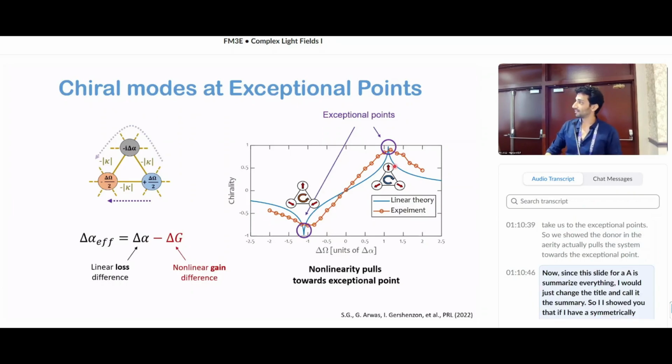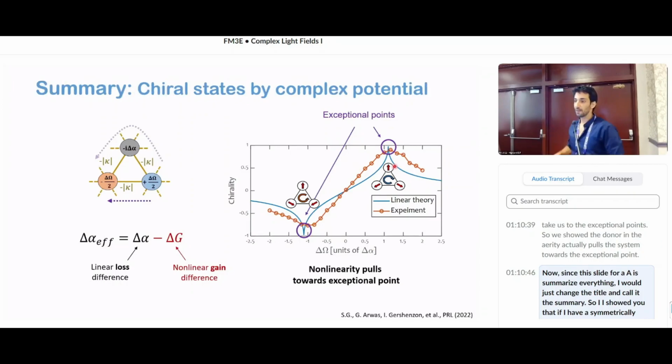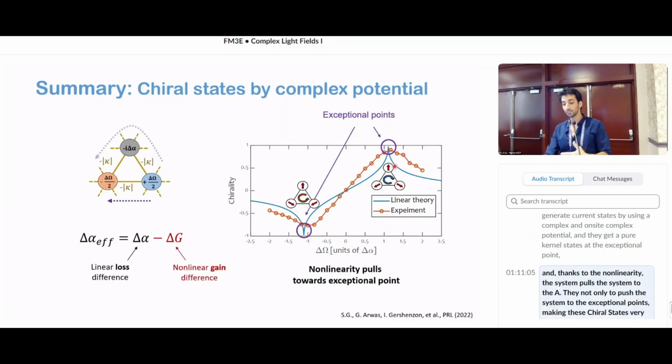Now, since this slide summarizes everything, I will just change the title and call it a summary. So I showed you that if I have symmetrically coupled oscillators or lasers, I can generate chiral states by using an on-site complex potential, and I get pure chiral states at the exceptional point. And thanks to the nonlinearity, which pulls the system to the exceptional points, these chiral states are very robust to perturbations or noise in the complex potential.